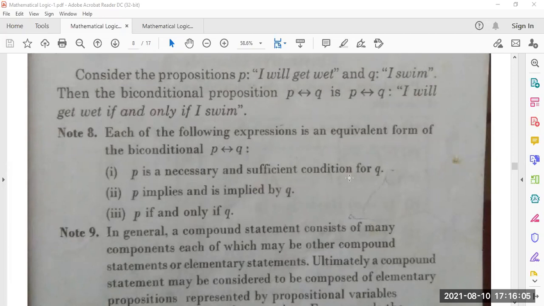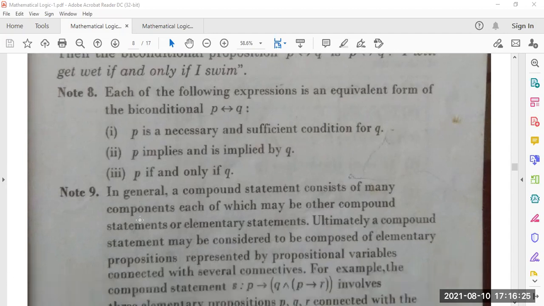Each of the following expressions is an equivalent form of the biconditional. P is a necessary and sufficient condition for Q. Otherwise, Q is a necessary and sufficient condition for P. P implies Q and is implied by Q. P if and only if Q. These all are the same biconditional.